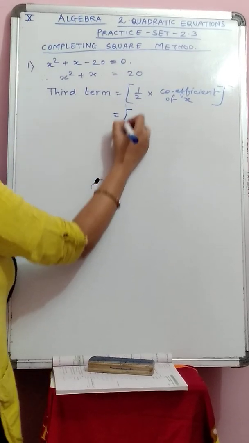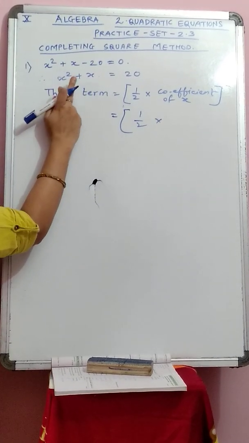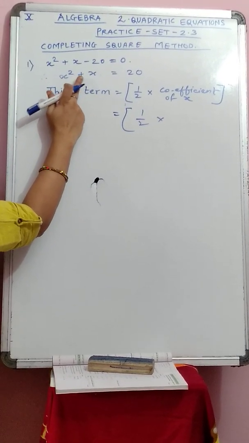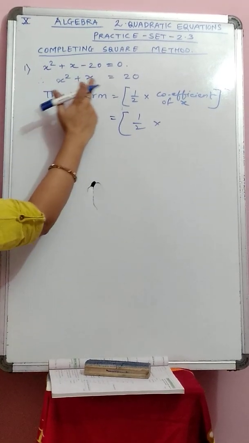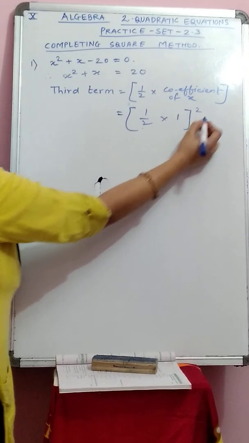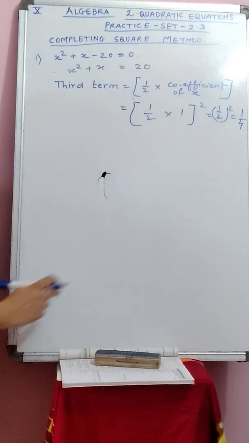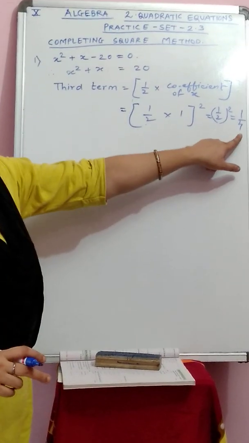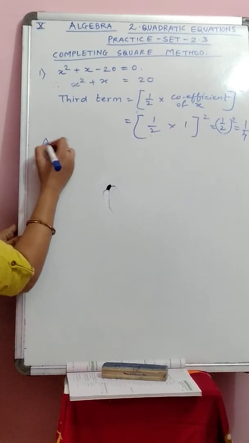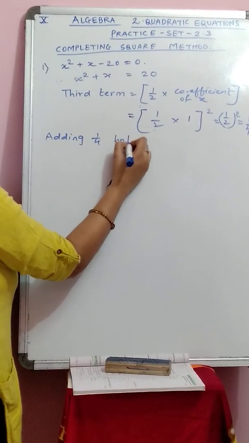What is the coefficient of x here? See, this is x square. This one is x. What is the coefficient? The coefficient is plus 1. Nothing else we can see here, so it is plus 1. So 1, and its square. 1 upon 2 into 1 is 1 upon 2. Then its square will be 1 upon 4. This means the third term which we want is 1 upon 4. Now adding 1 upon 4 to both the sides.